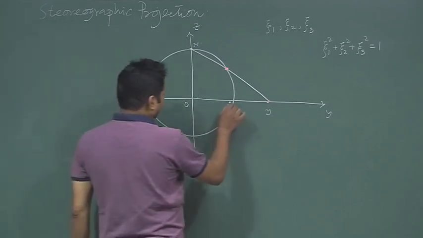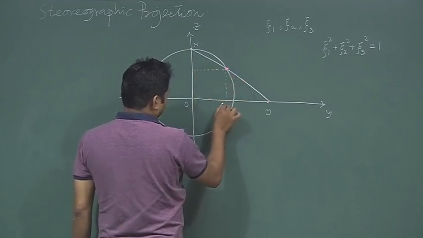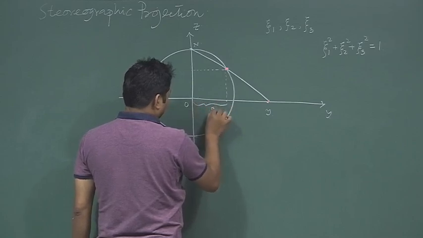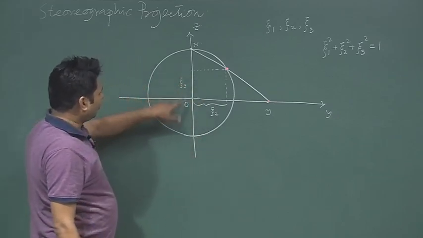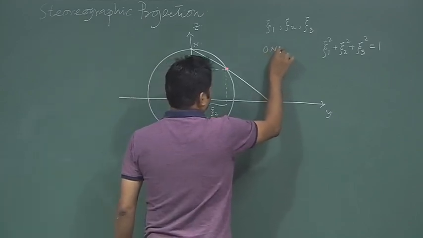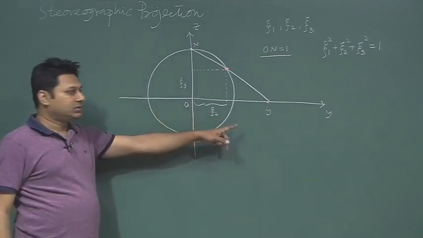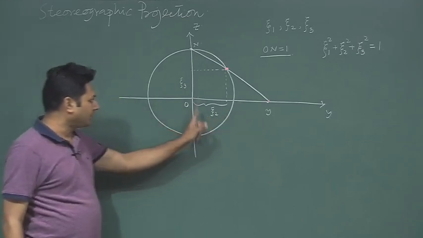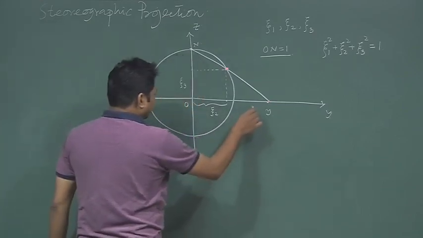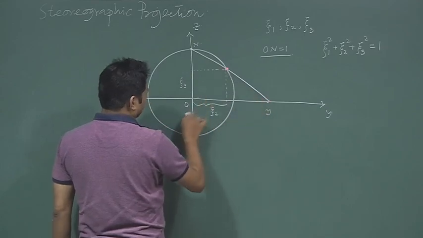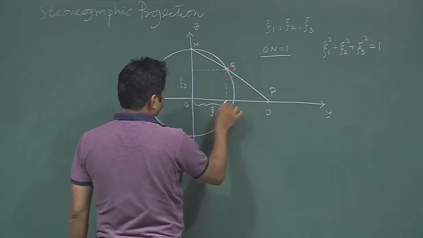So what is the coordinate of this point? The coordinate of this point is, say from here to here this is psi 2, and from here to here this is psi 3, and this ON is equal to 1, the length is 1. So now if I want to find out the value of y in terms of psi 1 and psi 2, I can readily do that. If I consider this point, say P, and this point say Q, and this point say T.